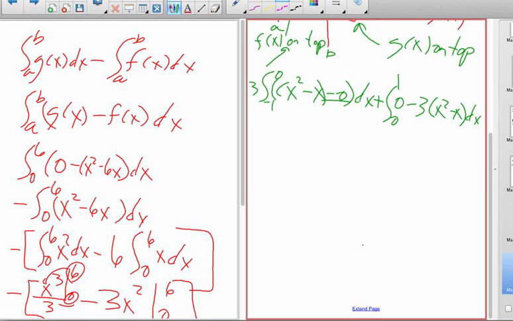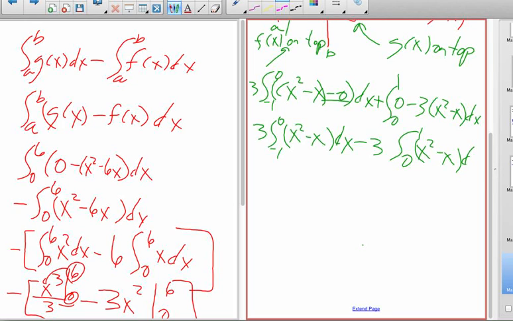So what I'm going to have here then is 3 times the integral from -1 to 0 of x squared minus x dx. And we re-swap each one of these individually. And then the 0 goes away. I'm going to bring this minus out, so I'm going to have a minus 3 times the integral from 0 to 1 of x squared minus x dx. Now you notice I've got the same integral inside on both of them, but we've got different bounds of integration. So let's do this.